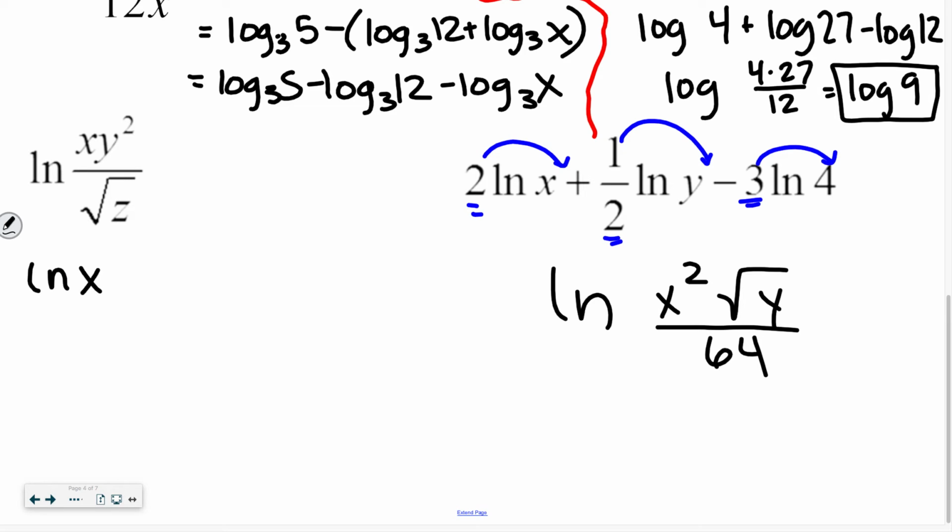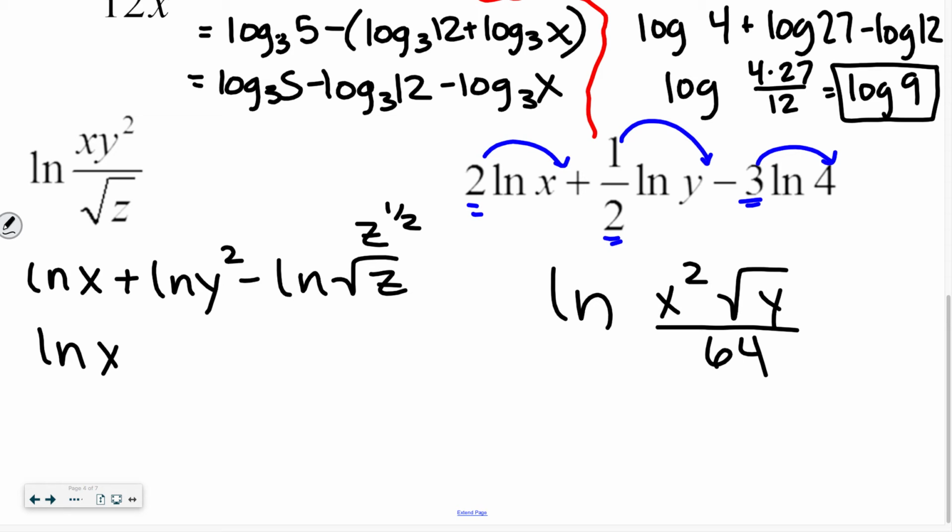So we have the natural log of x plus the natural log of y squared minus the natural log of square root z. Anything in the numerator is going to be a positive log. Anything in the denominator is going to be a negative log. And then some people might wonder about this one with the square root because I didn't give you any properties for radicals, but we know that that's really z to the 1/2. So then we actually can simplify that. So this will be natural log of x. This 2 will come down and be plus 2 natural log y. And then we'll have minus, bring down our 1/2 natural log z.